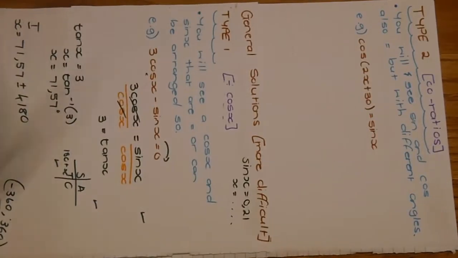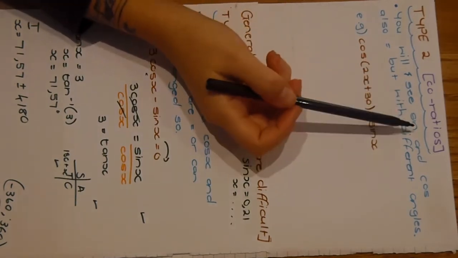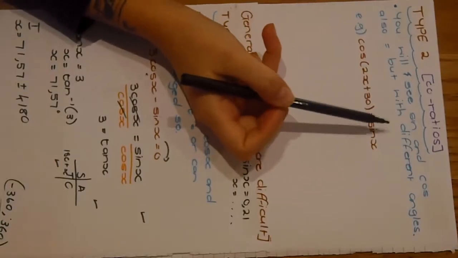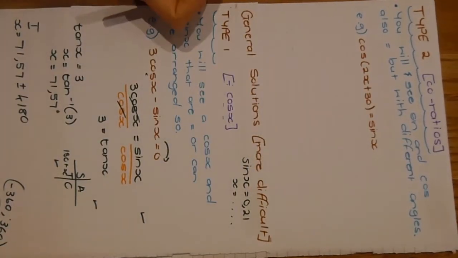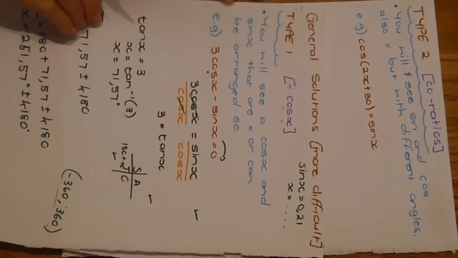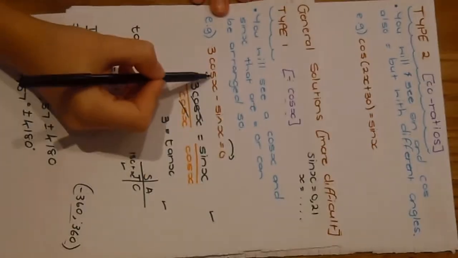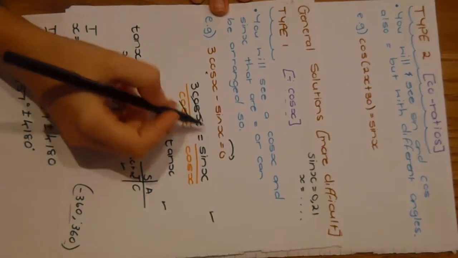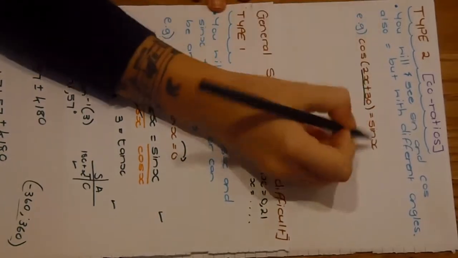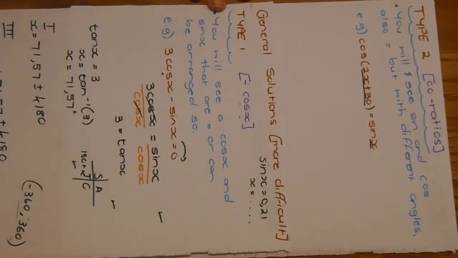Alright, type 2. Type 2 may look a little similar to type 1, but that's what I want to show you, the difference here. So with type 2, you're also looking for a sine and a cos that can be written as equal to each other, or they are equal to, but they have different angles. Okay, and this is highly important. So with type 1, it was both cos x and sine x, so their angles were both x. But with this one, this angle is 2x plus 30, that one is just x.